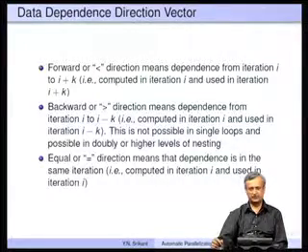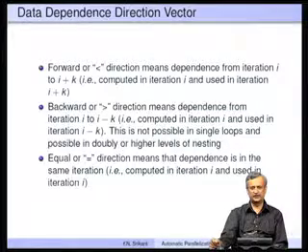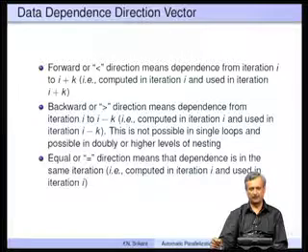But as we will see later, in doubly nested or higher levels of nesting, it is possible to have this type of a component in one of the inner loops. The outer loop cannot have a greater than component, but one of the inner loops can definitely have the greater than component in its direction vector. Equal to in a direction vector is denoted as equal, and that means the dependence is in the same iteration. In other words, computed in iteration I and used in iteration I.